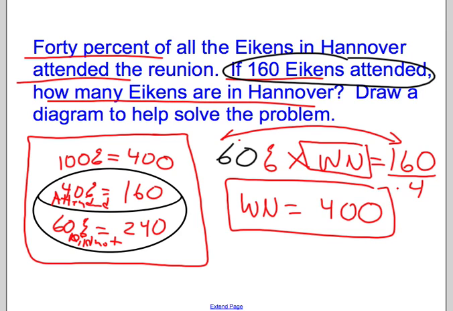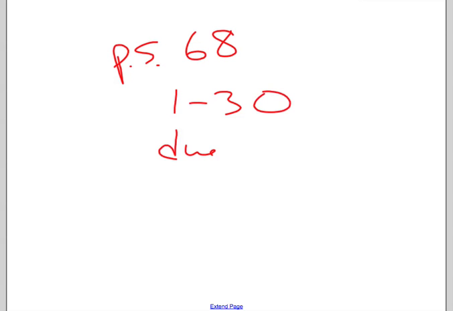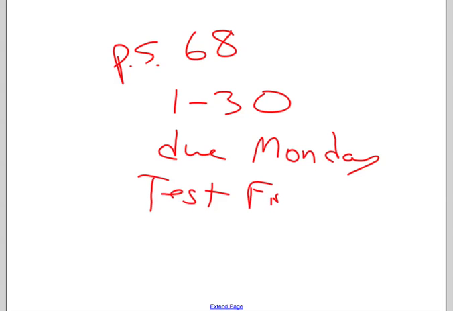Yeah, it took a little longer today, didn't it? Problem set 68, 1 through 30. You got a message. When will this be due? Monday. Tuesday. Monday. Because tomorrow. Test Friday. Friday.